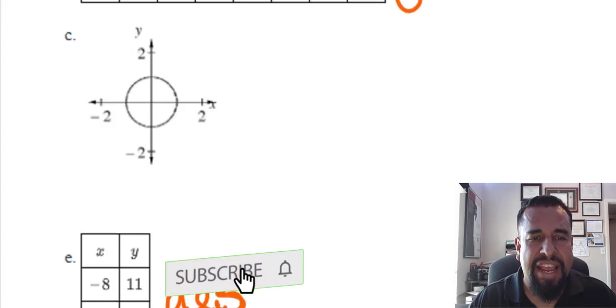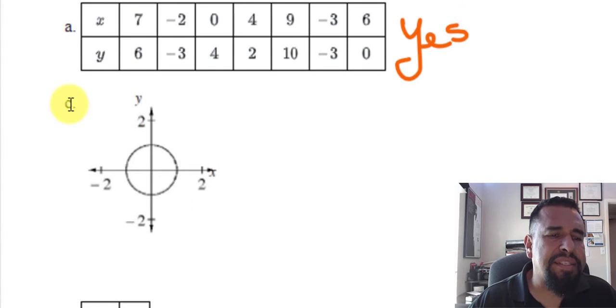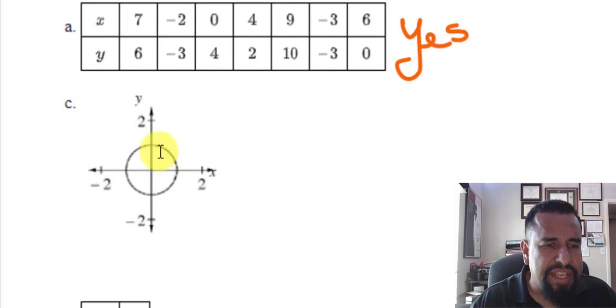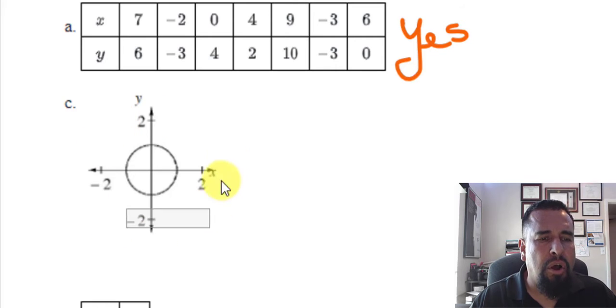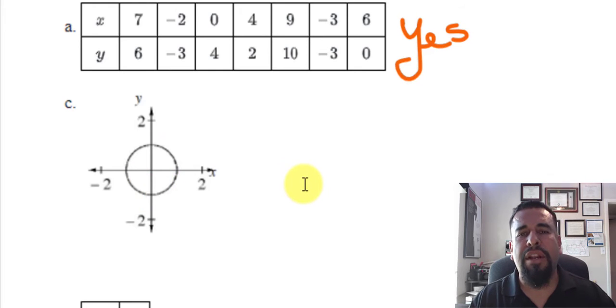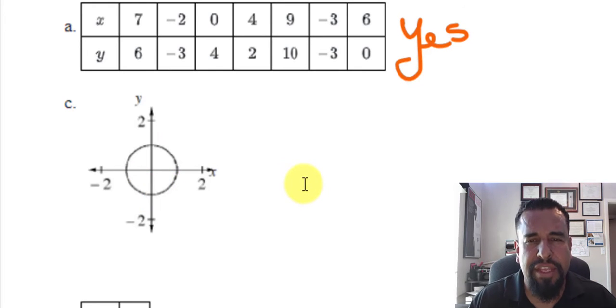Hopefully, you're getting the hang of this. Now, let's take a look at the first graph. And when I say graph, I'm talking about this circle. This is the graph that is on my coordinate plane, right? So this is the coordinate grid and this is the graph itself. So what I want to do is use a vertical line test on this one.